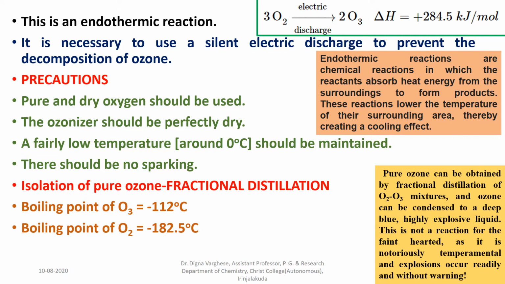Some oxygen that gets dissolved in liquid ozone is then separated and removed by fractional distillation. So we will get, at the end of the fractional distillation, the pure ozone.